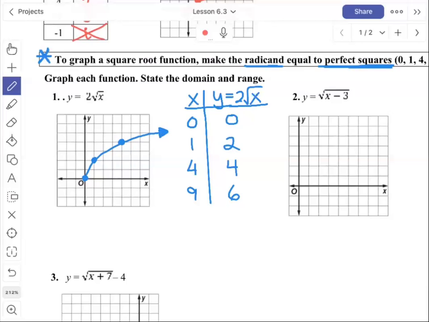Okay. So use nice numbers, perfect squares. Simplify and then plot the points to get your graph. Okay. Let's try domain and range. Let's do it all at once. So go ahead and type in the chat what you think the domain and range are.